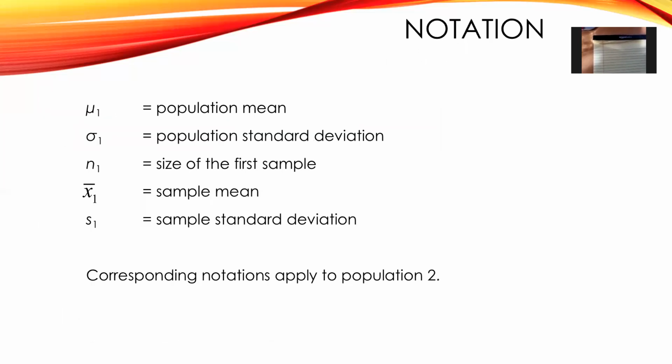So some notation you want to be familiar with. Mu1 is the population mean. Sigma 1 is the population standard deviation. N1 is the size of the first sample. And X1 bar is the sample mean. And S1 is the sample standard deviation. These are all for sample 1, or the one from population 1. You'll also have the same corresponding notation if you have population 2. The only thing that changes is instead of 1, this becomes 2. That's the main defining thing. And this notation you should feel pretty comfortable with as you've seen it throughout the text.